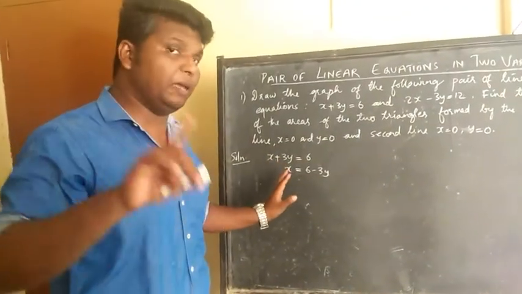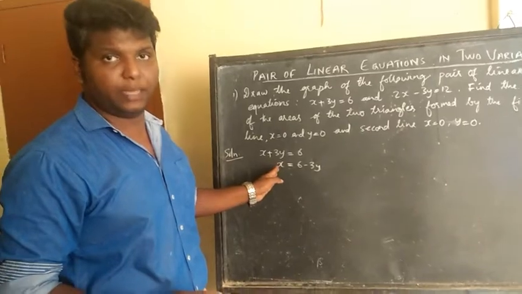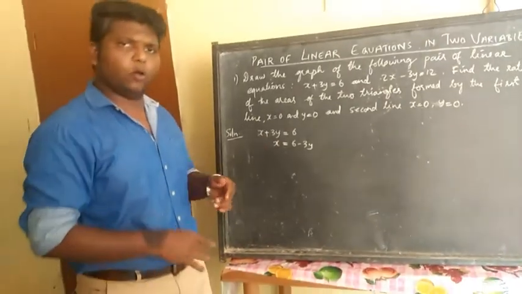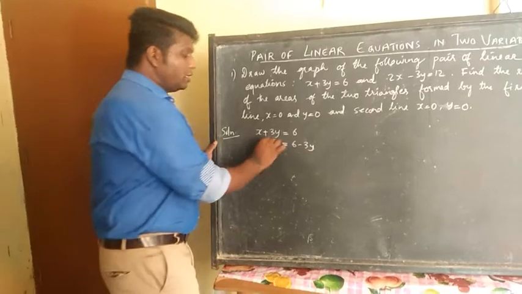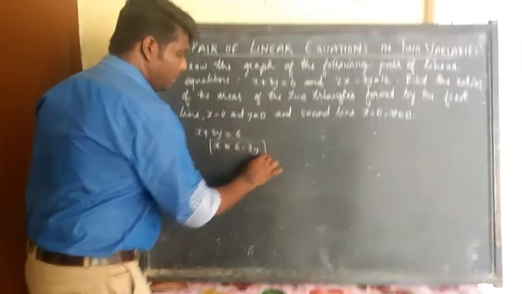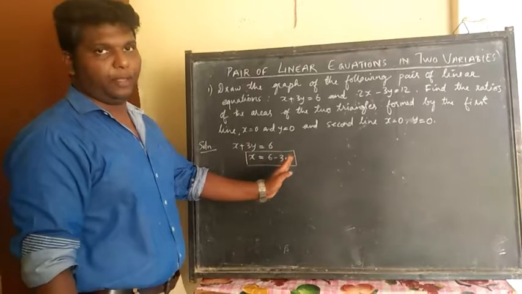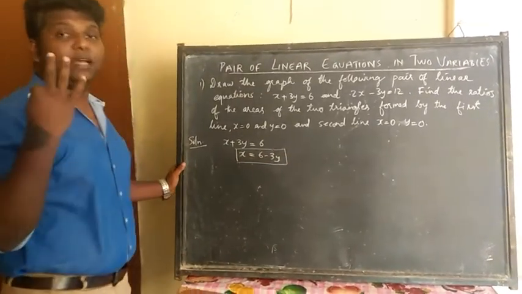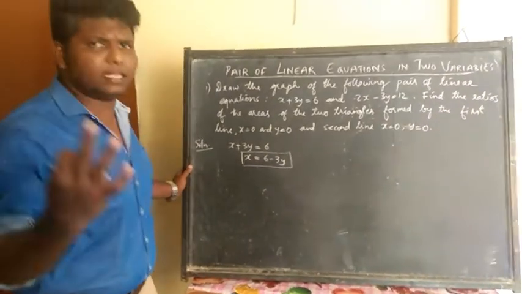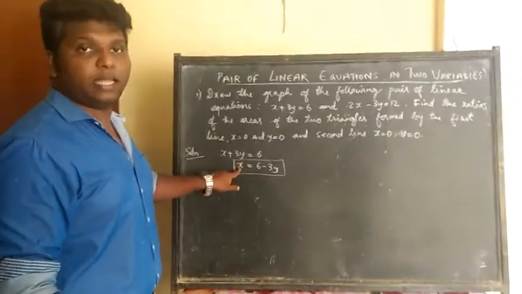You can make it in x, you can also make it in y. There is no problem. Here I think it is very easy to make it in x. That's why I made it in x. Normally you can make it in y or x. It doesn't matter. So now here you got a particular equation: x is equal to 6 minus 3y. And now listen, for this y value, you have to give any three values. You can give any three values for this y so that you will get a corresponding x value.